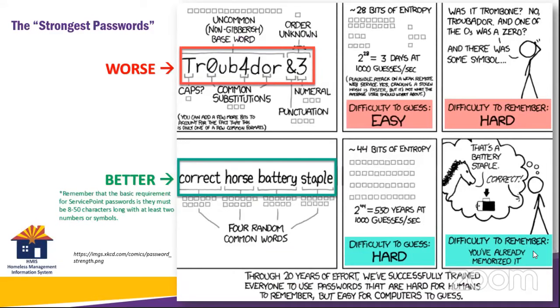So you are still restricted by ServicePoint's instructions needing to add numbers and symbols, but consider using passwords more like the ones on the bottom here to better protect your account. And this applies to HMIS, but it can also apply to your other accounts that you use, like for bank accounts or anything like that. Please don't tell us your bank account information.